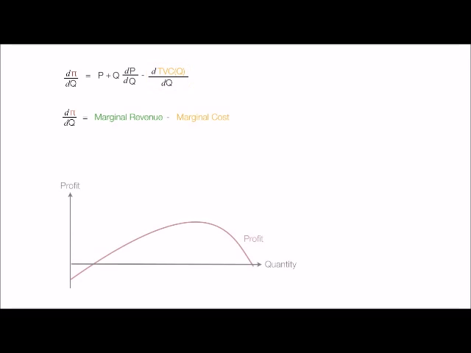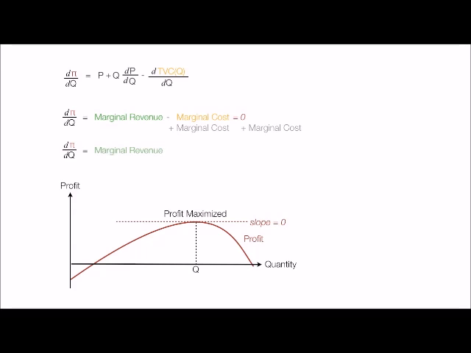And if you recall, profit is maximized when the slope is equal to 0. So I'm going to set this equation equal to 0. I'm going to do a little algebra. I add marginal cost to both sides of the equation. So I have marginal revenue is equal to marginal cost. And that's where profit is maximized.